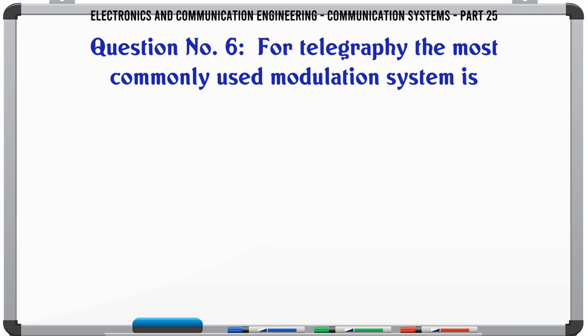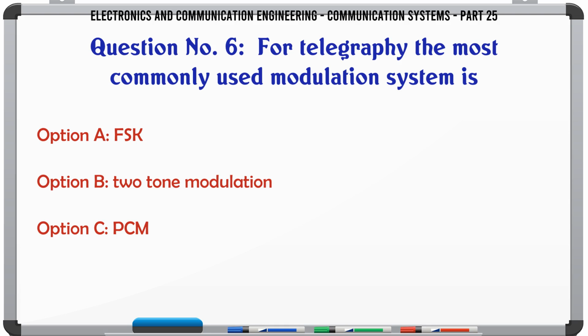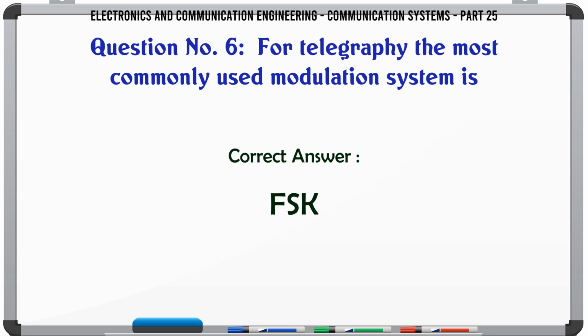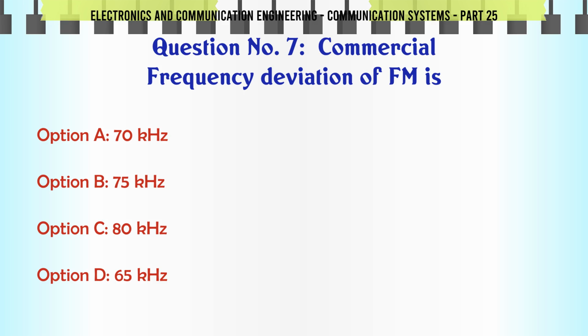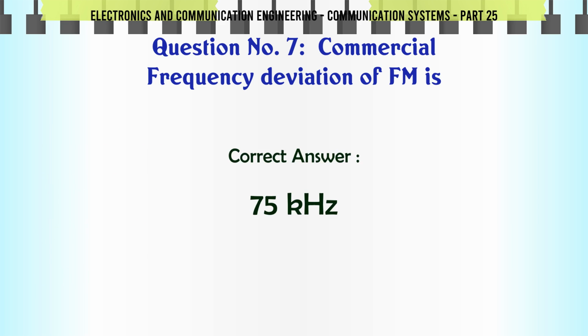For telegraphy, the most commonly used modulation system is A. FSK. B. Two-tone modulation. C. PCM. D. Single-tone modulation. The correct answer is FSK. Commercial frequency deviation of FM is A. 70 kHz. B. 75 kHz. C. 80 kHz. D. 65 kHz. The correct answer is 75 kHz.